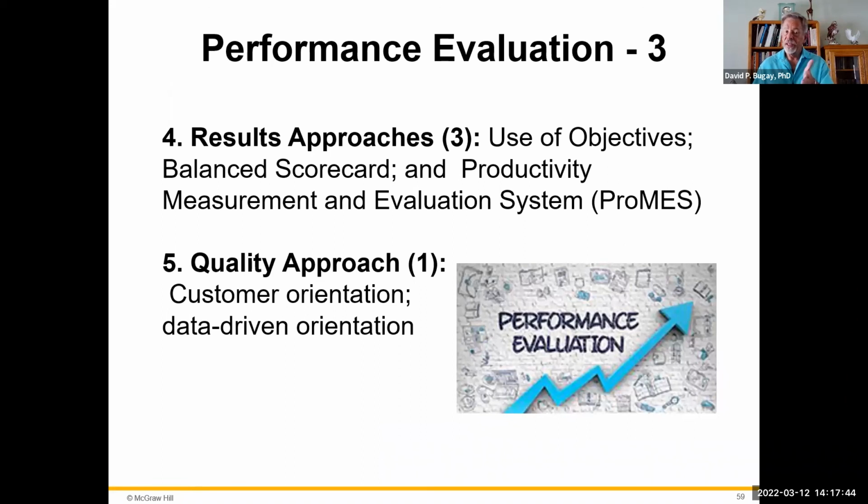So remember this, these are 4 and 5 out of the total that we're looking at. So the results approach has 3 different ways: use of objectives, a balanced scorecard, and a productivity measurement evaluation system, and also this quality approach, which really is a customer orientation and a data-driven orientation as well in the process.